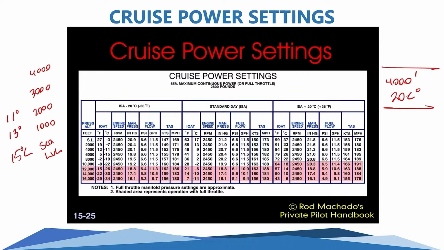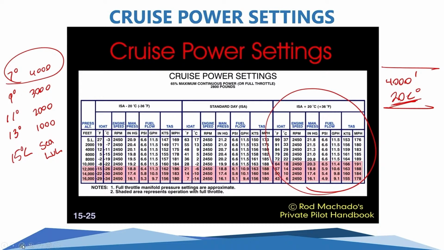If it was a standard day, what I would do is 15, 13, 11, 10, 9, 8, 7. It should be, on standard conditions, 7 degrees Celsius. So if the winds aloft data was telling me at 4,000 feet that it was 20 degrees Celsius, I would use basically the chart in the center, which is standard day information. Because we're dealing with much warmer temperatures, about 13 degrees over standard, I would use ISA plus 20 because that is for warmer temperatures, and that's basically where I would start from.